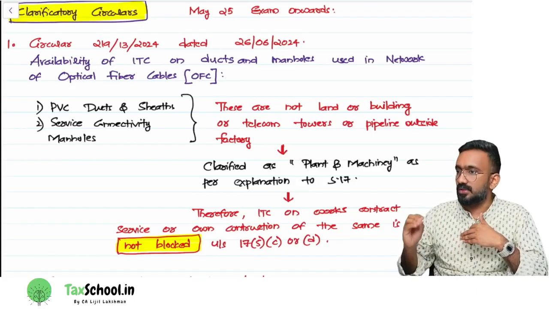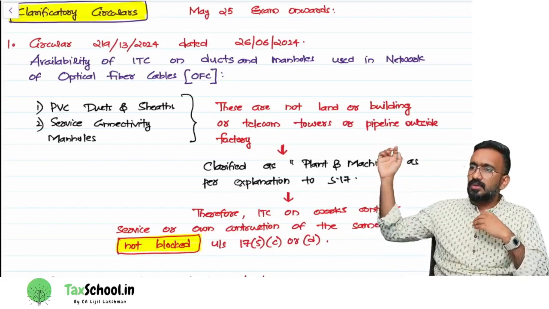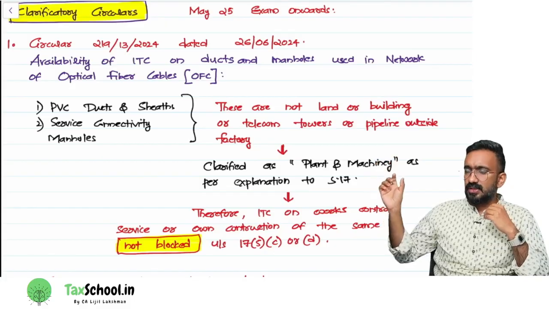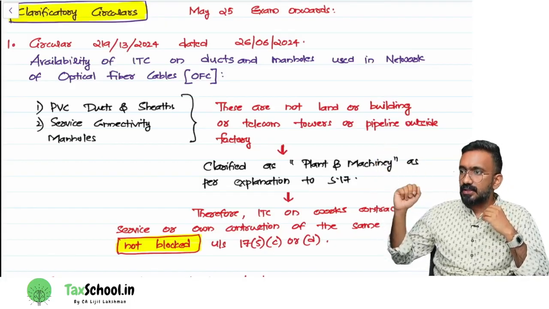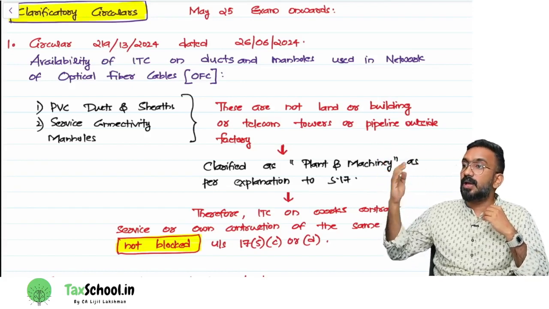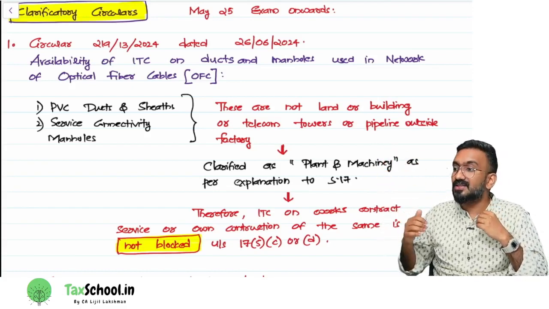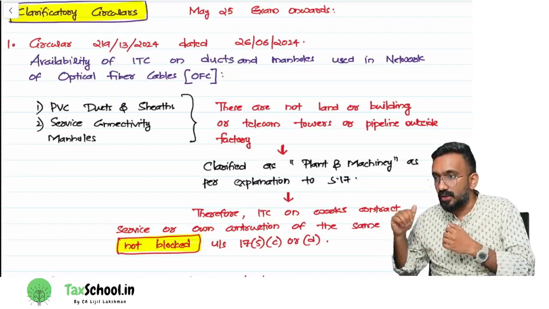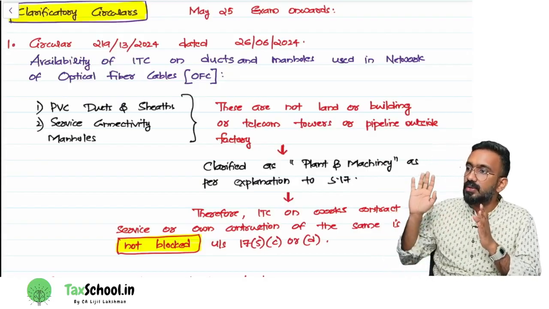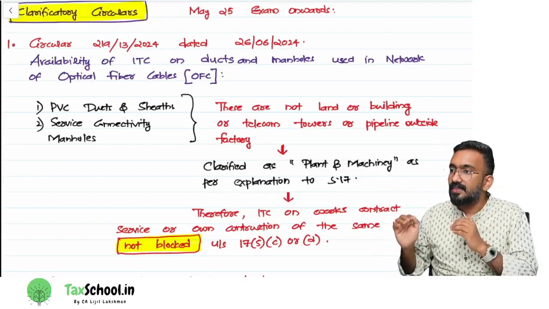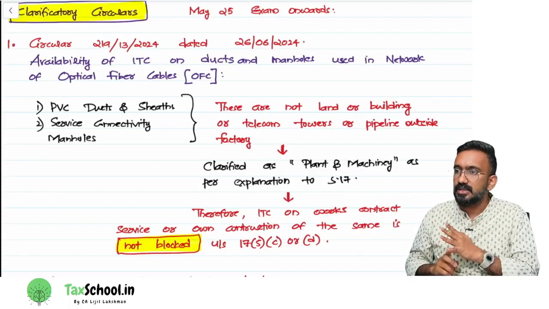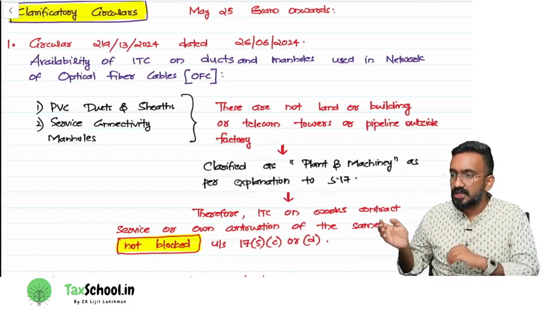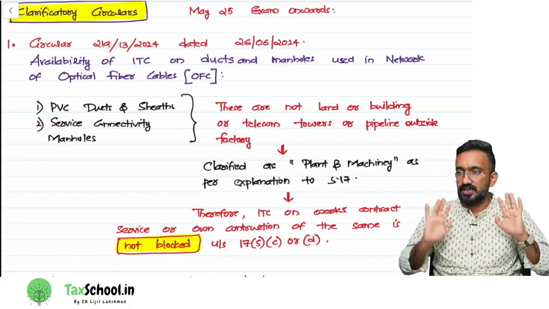The answer is no. They clarified. You look at PVC duct and sheets, service connectivity manholes. These are not land, these are not building, these are not telecom towers, these are not pipeline outside the factory. So since it is not mentioned in any of those three exclusions, we would assume it to be included in the definition of plant and machinery. Therefore, you can take ITC on whatever material you purchase for ducts and sheets, or whatever works contract you have taken for ducts and sheets or service connectivity manholes. So they said it's not blocked, you can take ITC. This is your clarification.